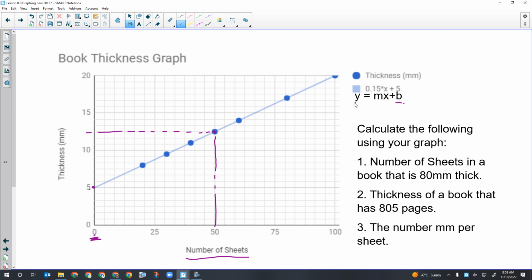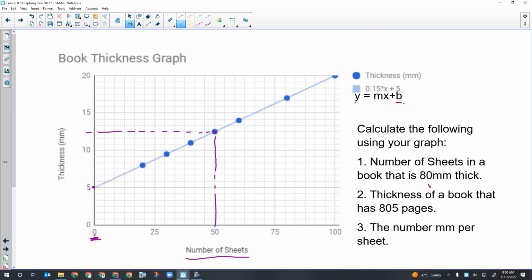Okay? Now, they gave me the thickness of the book. So did they give me an X value or a Y value with that number? A Y value. How do I know that? Because the thickness is on the y-axis. Exactly. Thickness is on the y-axis. So this is a Y value. And they want to know the number of sheets, which is an X value. So in this case, they want me to solve for X when Y is 80.